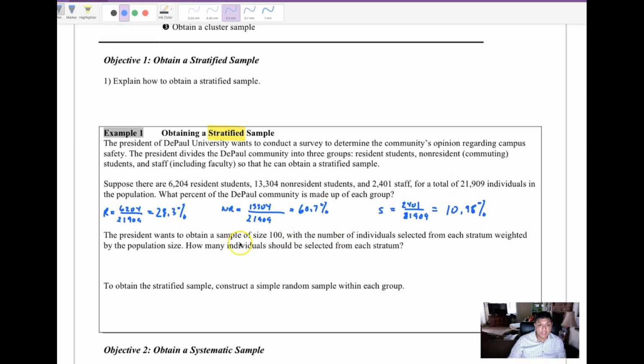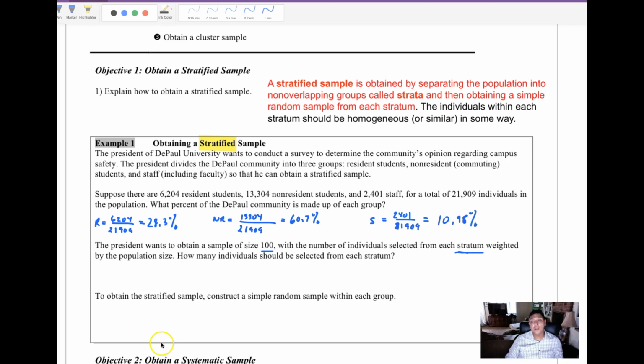Now the president wants to obtain a sample size of 100 with the number of individuals selected from each stratum weighted by the population size. How many individuals should be selected from each stratum? So now let's think about how we actually obtain a stratified sample. Here's the process. Separate the population into non-overlapping groups, which we have here, three groups. Those are called strata. And then obtain a simple random sample from each.